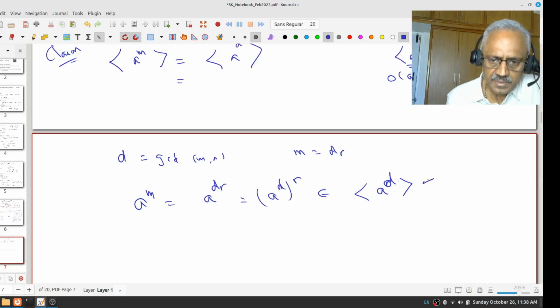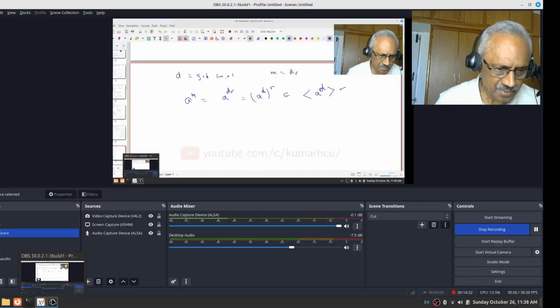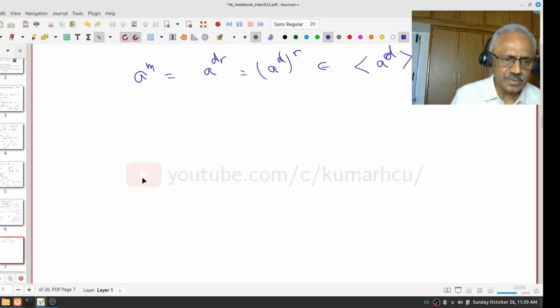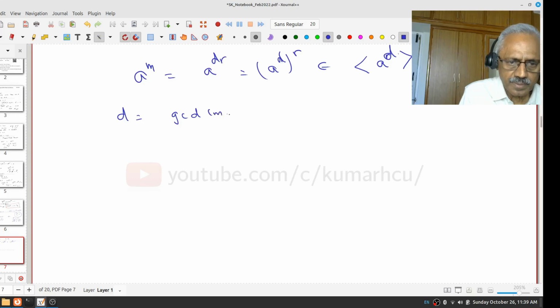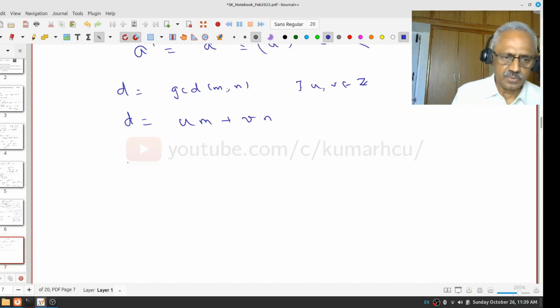Okay, is that okay? Next, remember, whenever GCD is involved, what result you have to use? Yesterday I repeated many times. We have to use the Bezout identity. So we will do that now. Since d is a GCD of m and n, there exist integers u and v so that d is um plus vn. Right? Now let's look at a to the power d then.